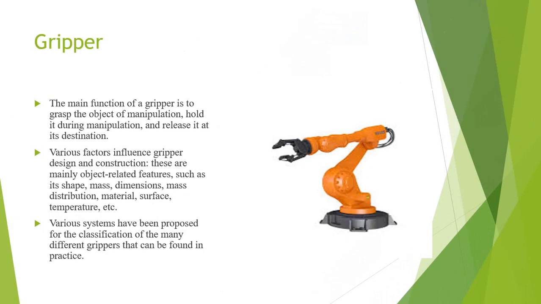This is the gripper which we will be connecting to the end of the KR16 manipulator. The main function of the gripper is to hold the object and pick it and then place it at the destination.